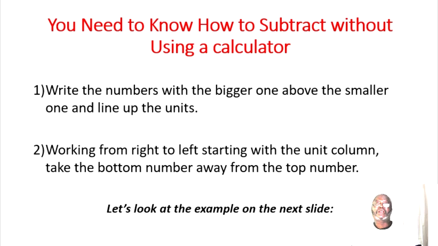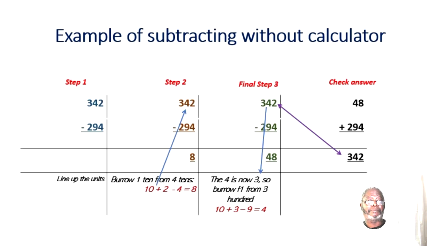When you do not have to use calculators, write the numbers down before you start doing your work. Now, to do your subtraction, you write the bigger numbers above the smaller ones, and make sure you line them up. Remember what I said? Units under units, tens under tens, hundreds under hundreds. Okay? Working from right to left, take the bottom number away from the top.